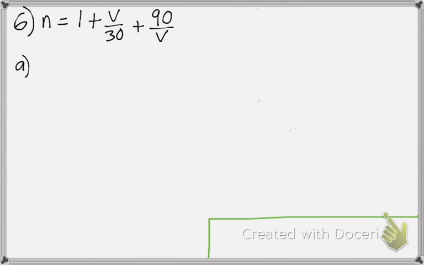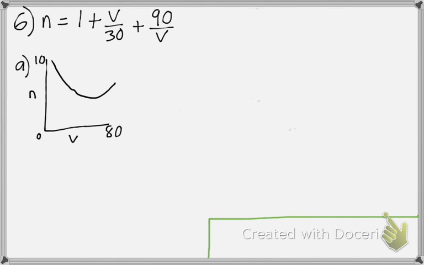So if we make the graph of this, and we want to use 0 to 80 for the velocity, and n is going to be the number of seconds, and we go up to 10, and our graph kind of looks like this.